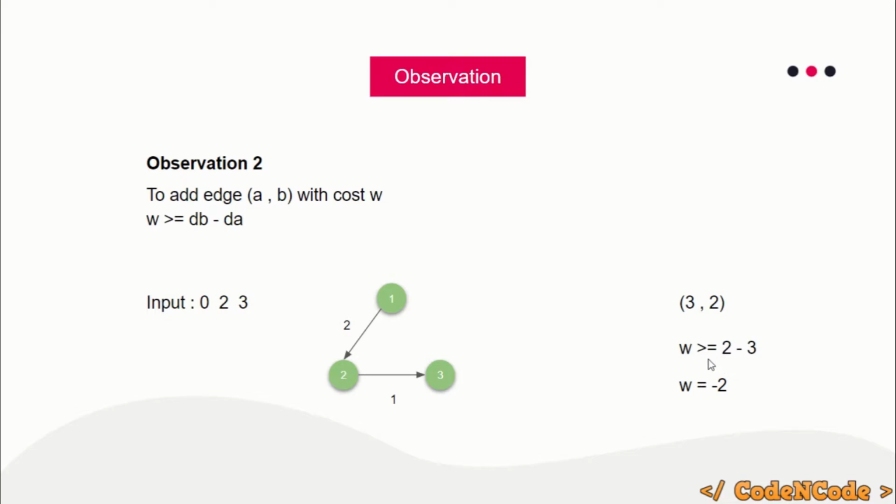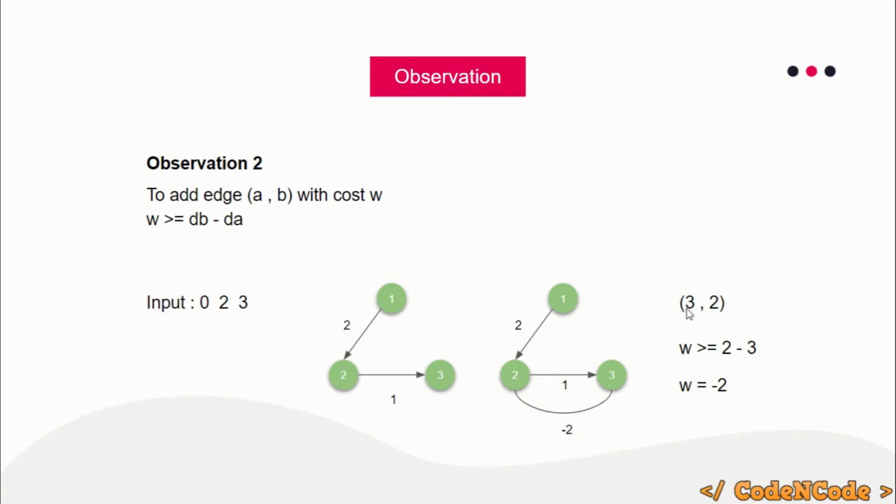Okay, so it should have been W should be greater than or equal to -1. What happens if you go below -1, right? So let's say I want to add an edge of -2. What will happen is that you will create... suppose you added an edge -2. Oh sorry, this is from node 3 to node 2.